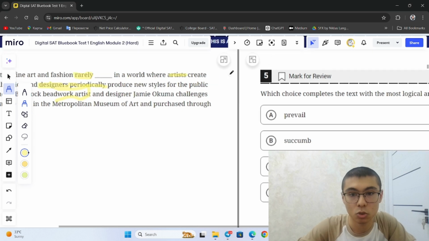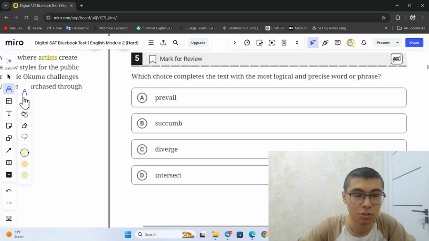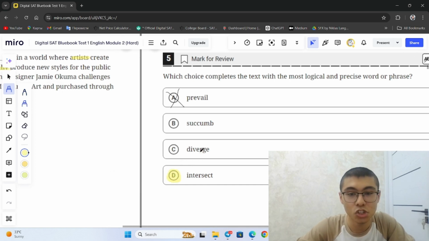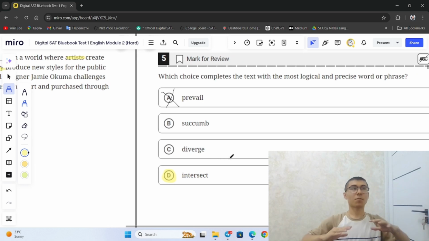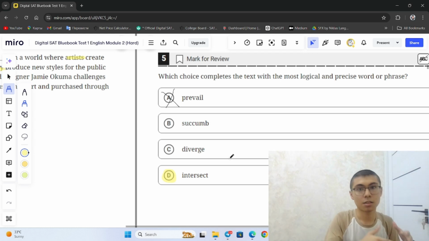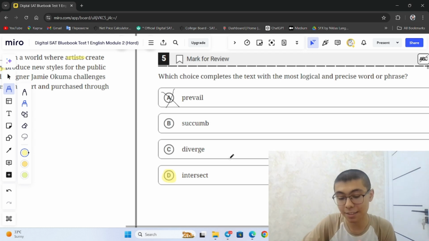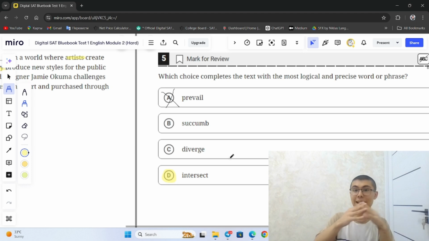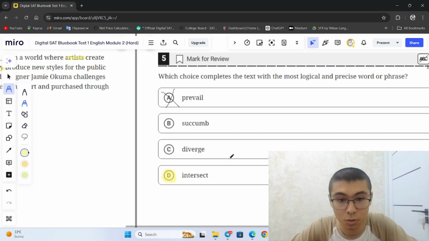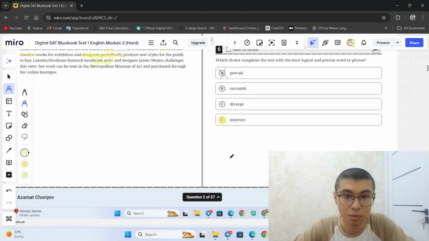So let's have a look at the choices. Prevail? No, it doesn't make sense. Here we have intersect, right? Exactly, I found the right word. Diverge is the complete opposite. Fashion and art are different things because in art they're timeless, but in design they are periodical. So they rarely intersect. They don't intersect. But diverging means the complete opposite, not intersecting. So D is correct.